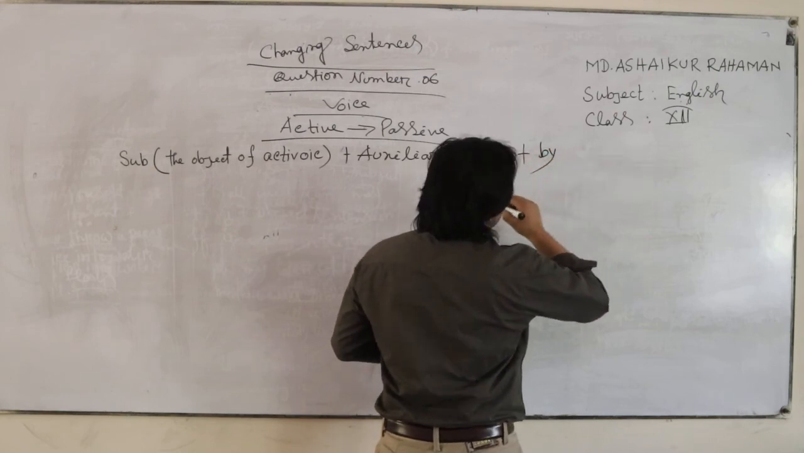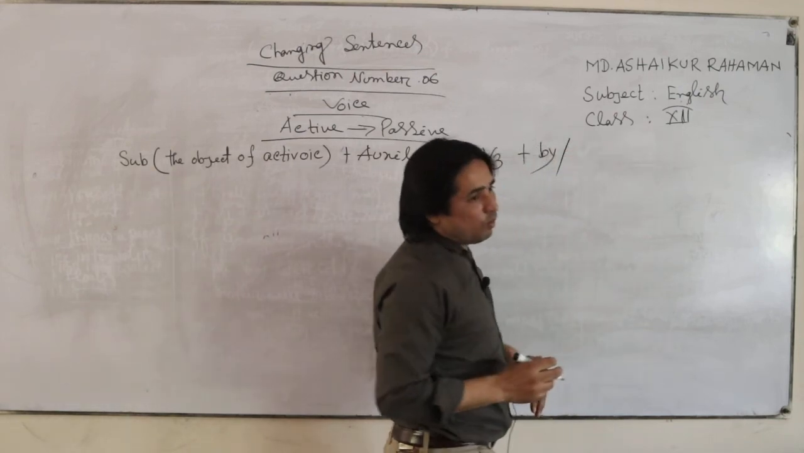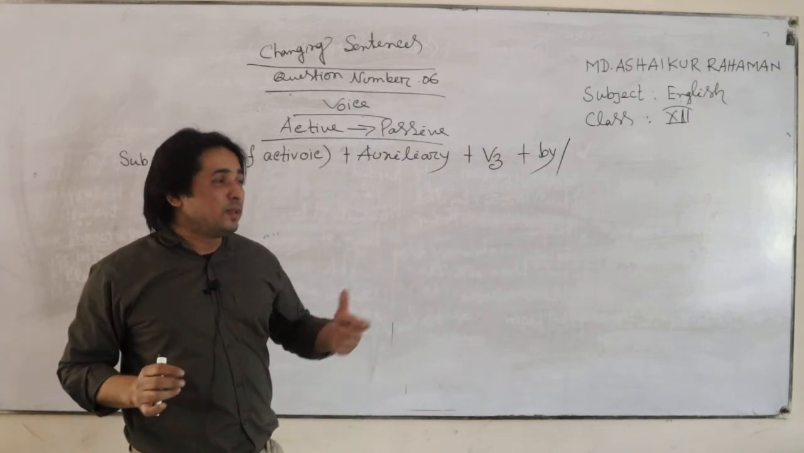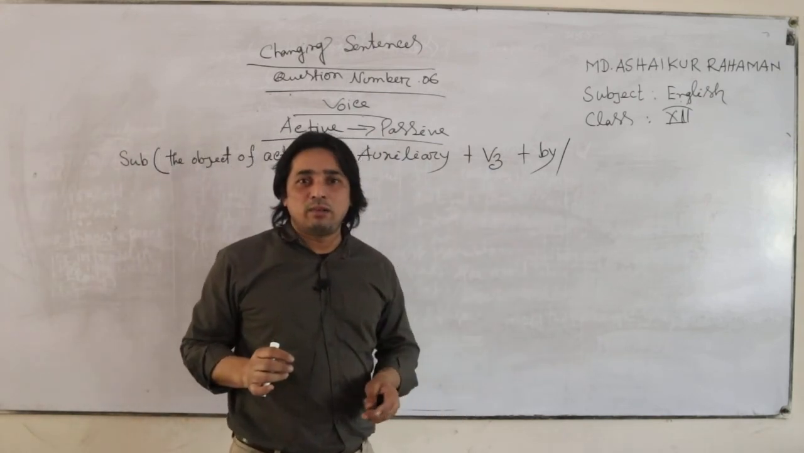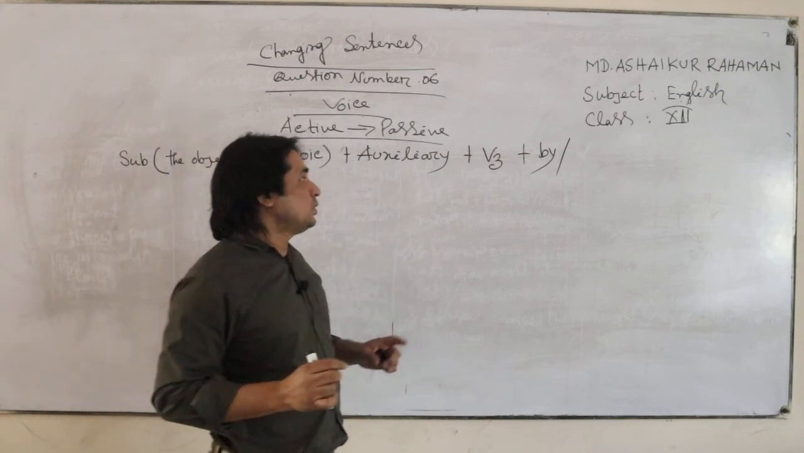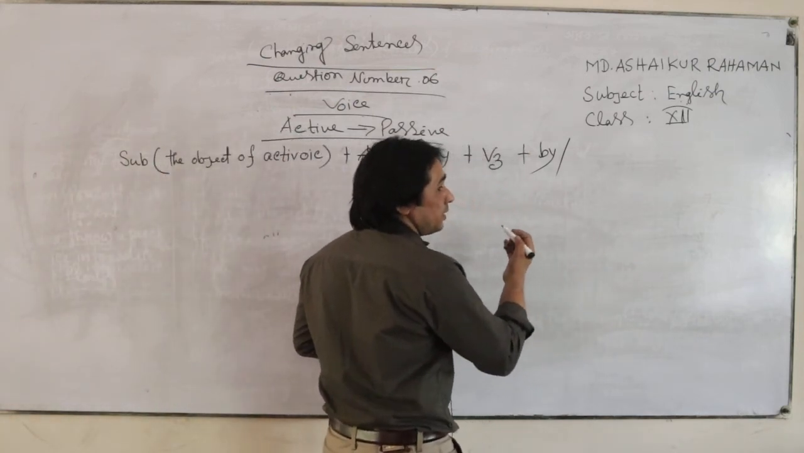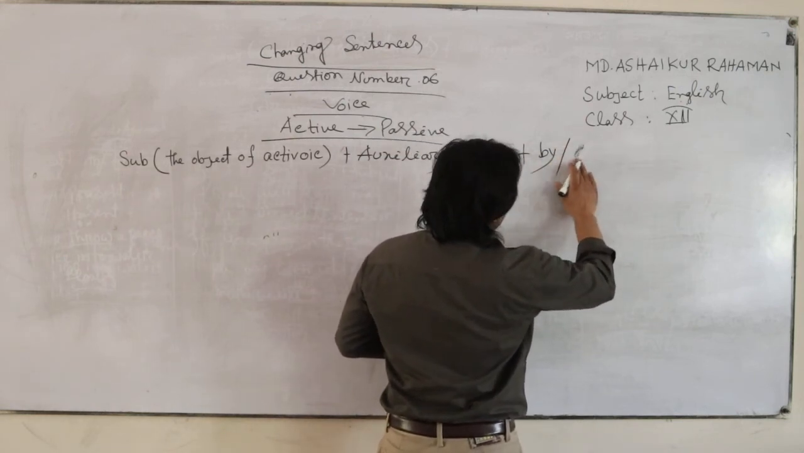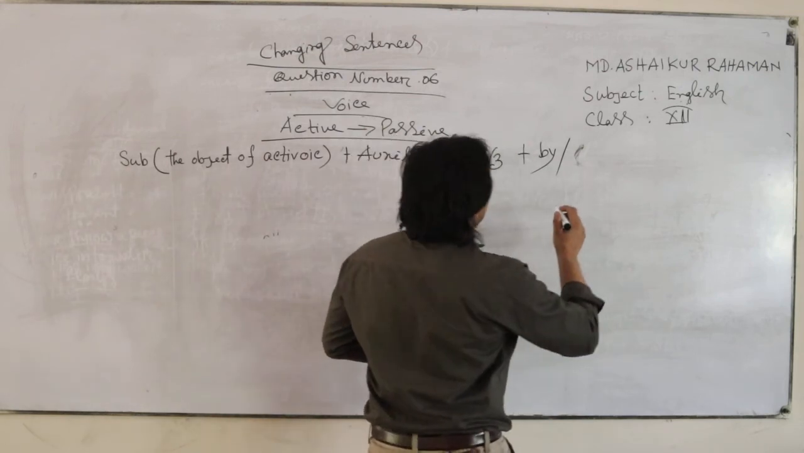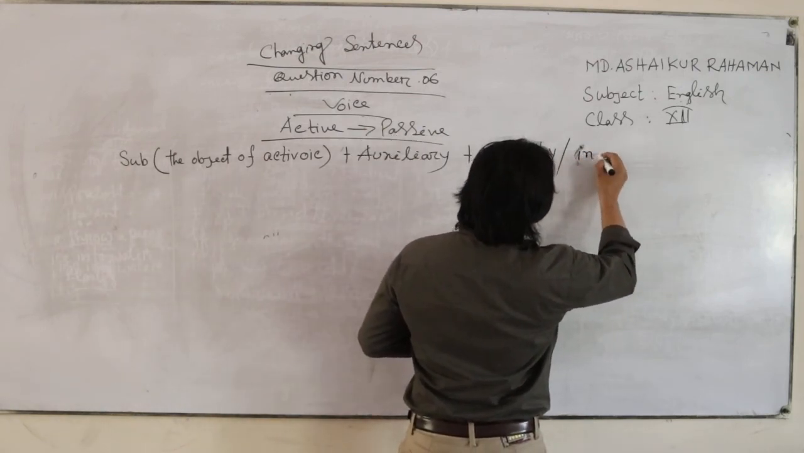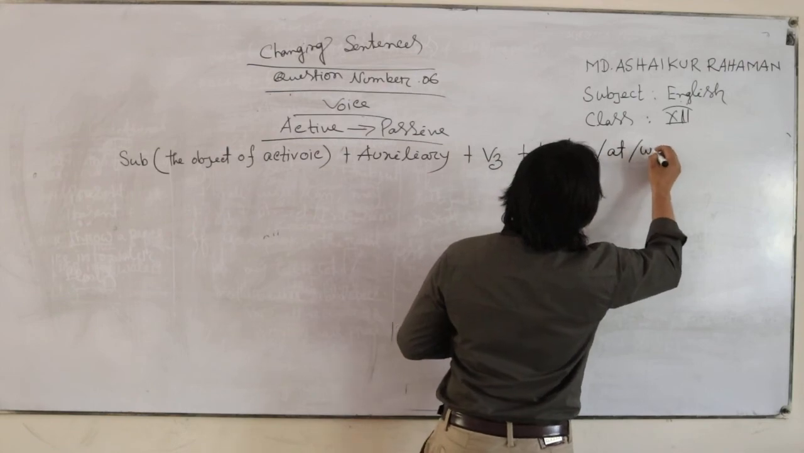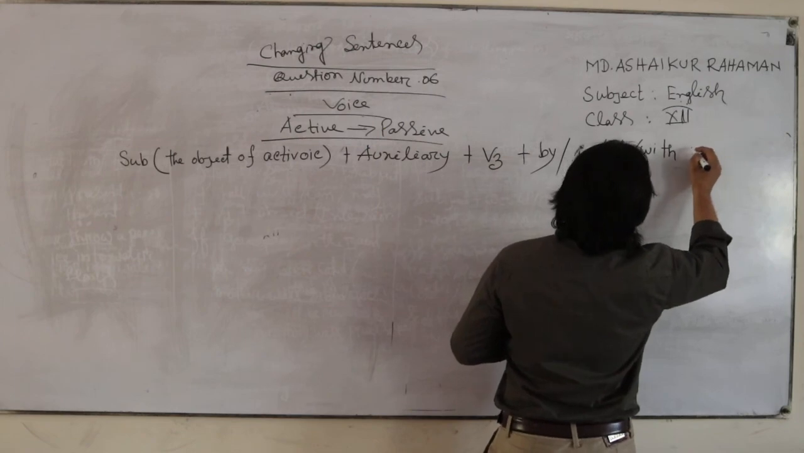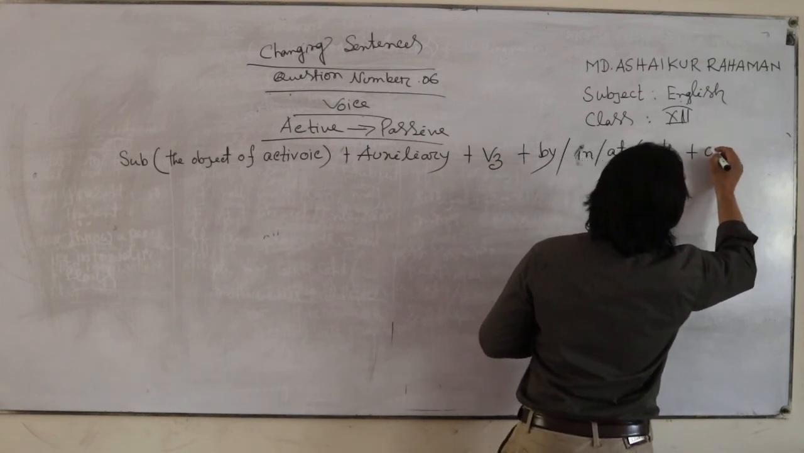And then, in a general sentence, we use by, most importantly. One thing we must keep in mind is that by is not the only word that can be used after the third form of verb. There are so many prepositions we can use here: in, at, with. We can use so many things. And then the object.